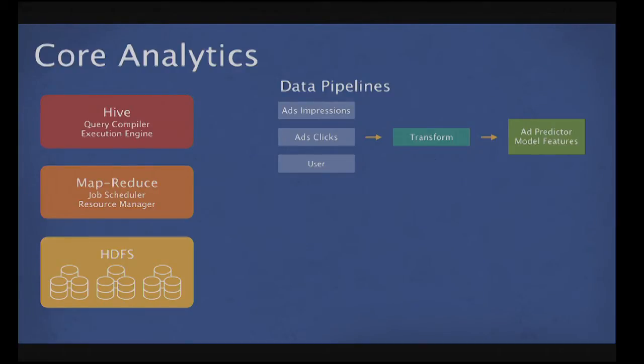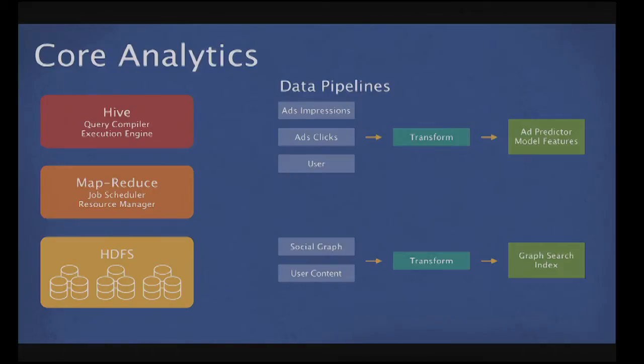A couple of examples of what these pipelines do on top of this stack. One is an example from the ads world, where we have a pipeline that takes all the impressions that ads delivers, the clicks and the user information, and transforms it into features that go into a machine learning model. Another example from search: we take all the content from the social graph, add in all the user content, and transform it into the graph search index.